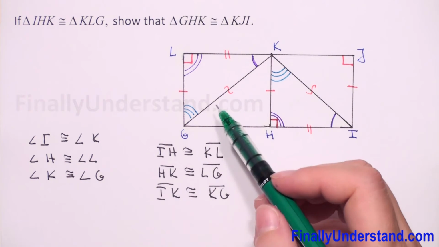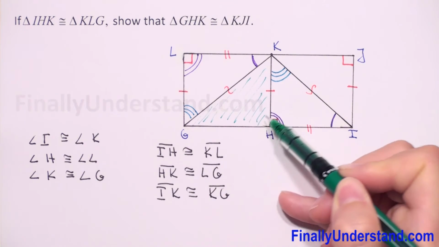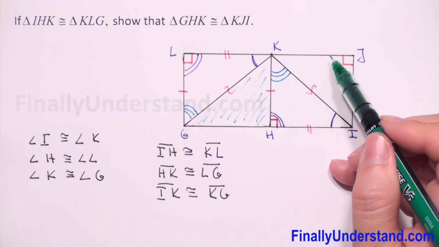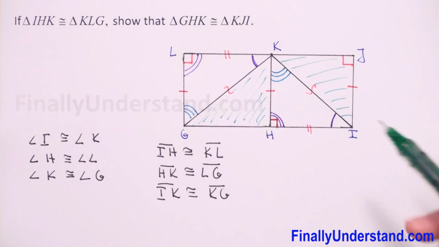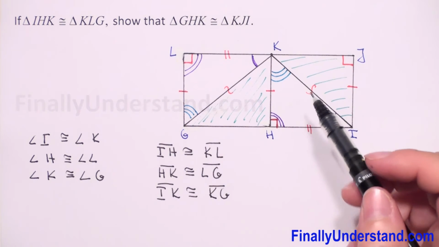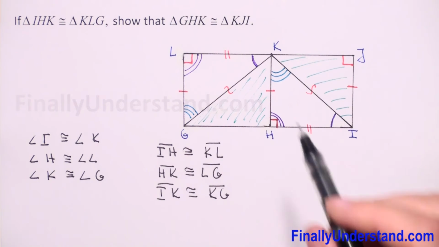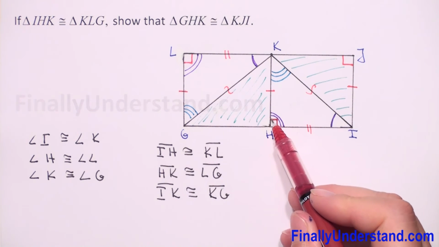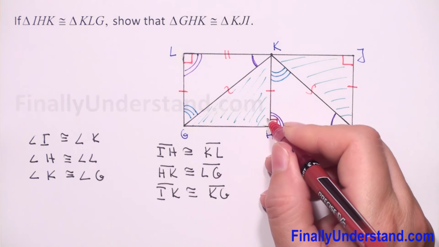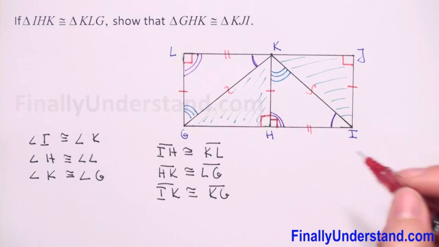We have GHK, so this triangle is congruent to KJI. We see that angle GHK will be a right angle too, because we have here a straight angle and on the right side we have 90 degrees, so 180 minus 90 is 90. So here we have a right angle too.